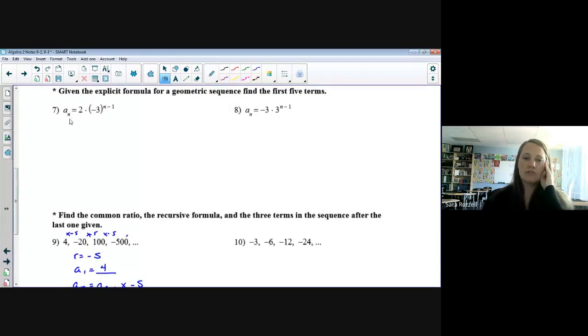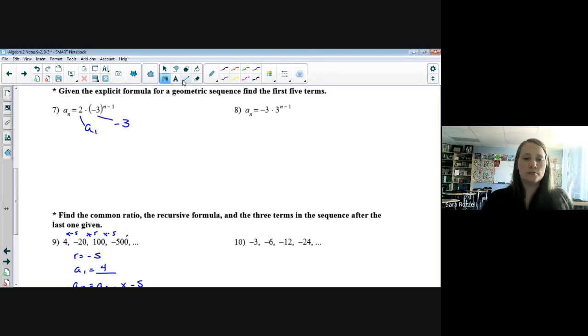Seven and 8, they give you the formula and they want you to write the first 5 terms. So we can plug in 1, 2, 3, 4, 5 in there if we want to. But is this just a geometric sequence formula? A first term, a common ratio, and n minus 1. Isn't that just your thing? Can you identify what the first term is going to be if you have this formula? What's your first term going to be? 2. This is your first term, right? What is your ratio that you're multiplying by each time? Negative 3. That's your r.